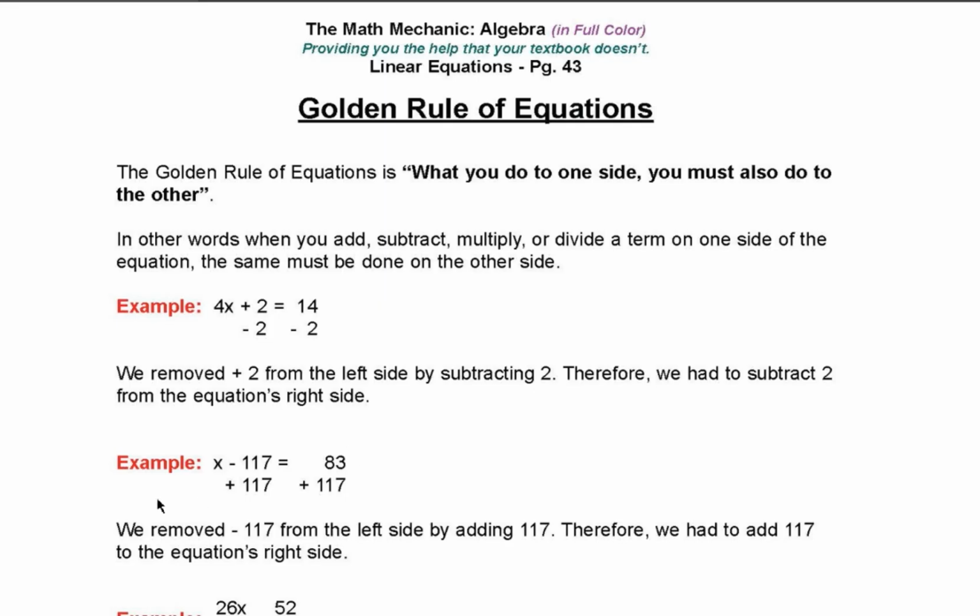Here is another example. We have the equation x minus 117 equals 83. On the left side of the equation, we added 117. Therefore, since we did that on the left side of the equation, we also have to do it on the right side of the equation. So, we are going to add 117 on the right side.